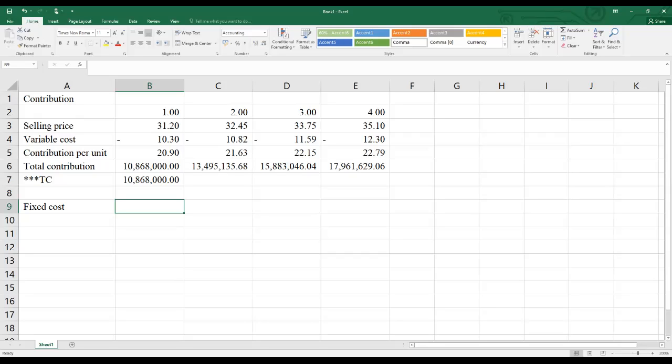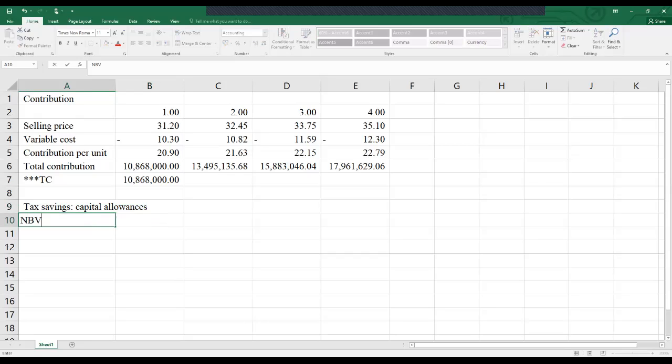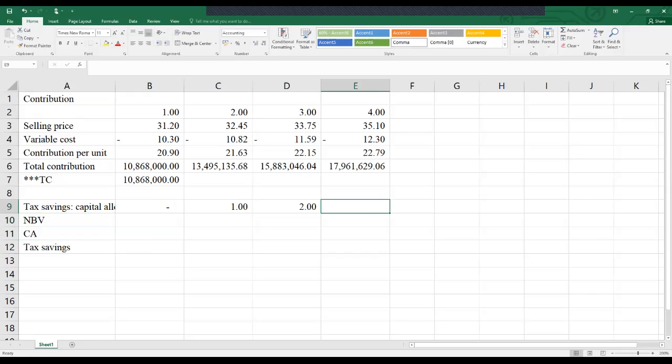Then the company can claim capital allowances on a 25% reducing balance basis. There is therefore a tax saving on capital allowances granted by the tax authority. So here I can have net book value at the beginning of the year, then the capital allowance, CA, then the tax saving. You can have year 0, year 1, year 2, year 3, year 4.